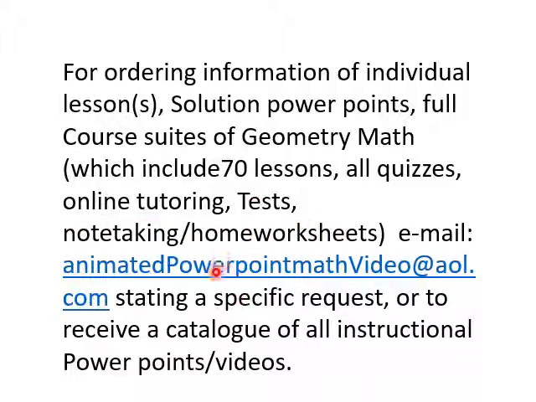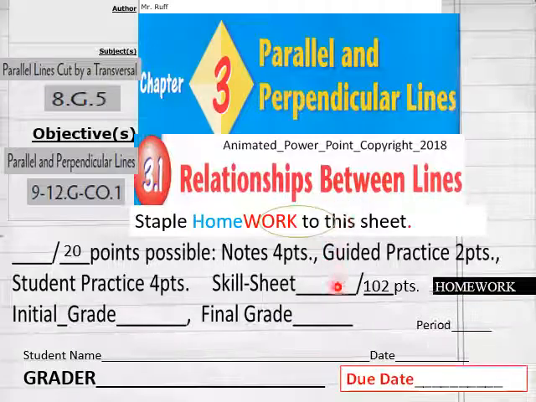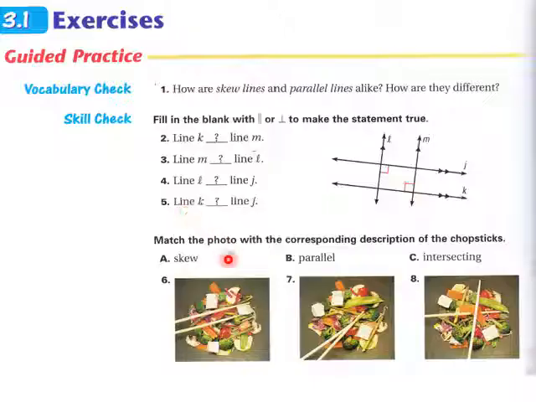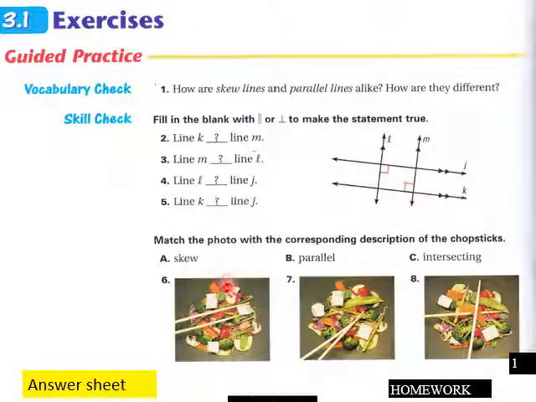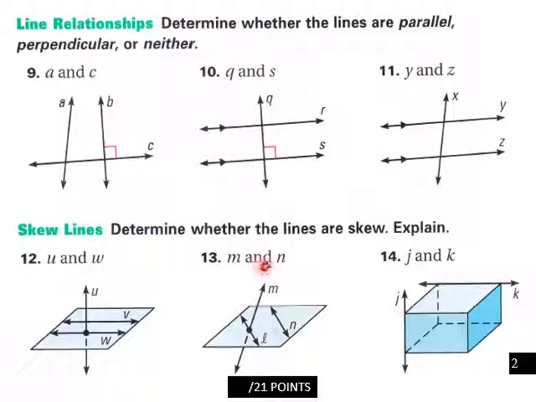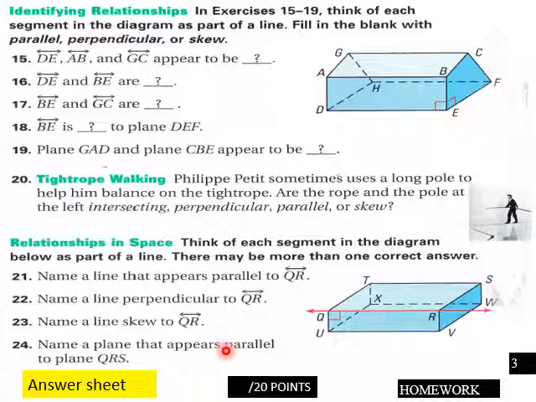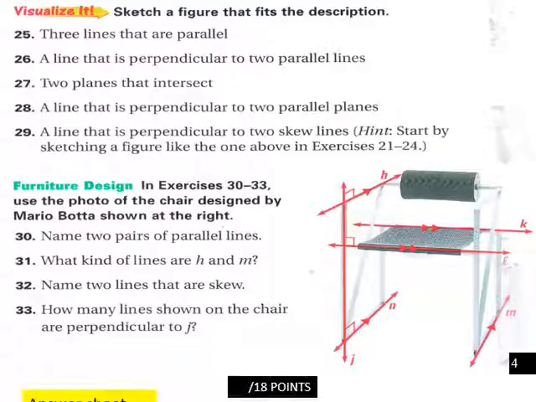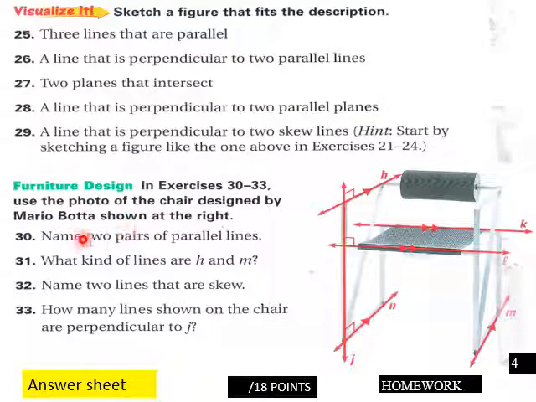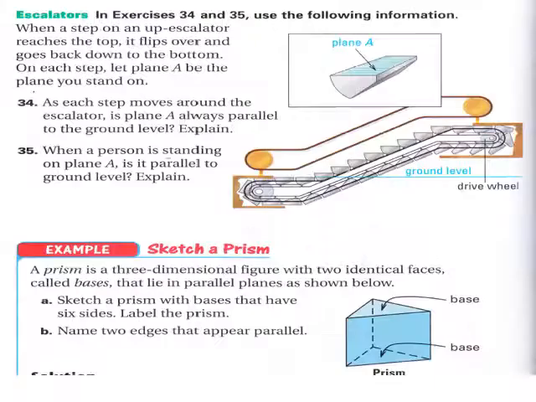Let's go check out the homework here. Here's the homework for 3.1. Here's page 1, page 2 of the homework, page 3 of the homework. A lot of fill in the gaps here, relationships in space. Page 4 of the homework. Name two pairs of parallels. So we have this chair here.